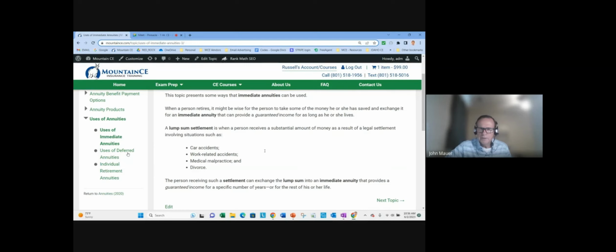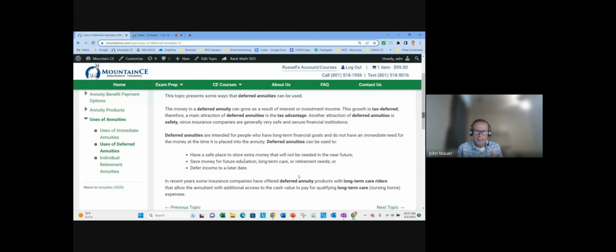So why would somebody put money into a deferred annuity? Well, it's a very safe place to put money. Banks are kind of skittish right now. So in my opinion, insurance companies are safer than banks, safer than mutual funds, safer than digging a hole in the ground and putting the money in the hole. Insurance companies are safe. And so people have extra money, don't know what to do with it right now, put it into a deferred annuity. It's a safe place to put money.